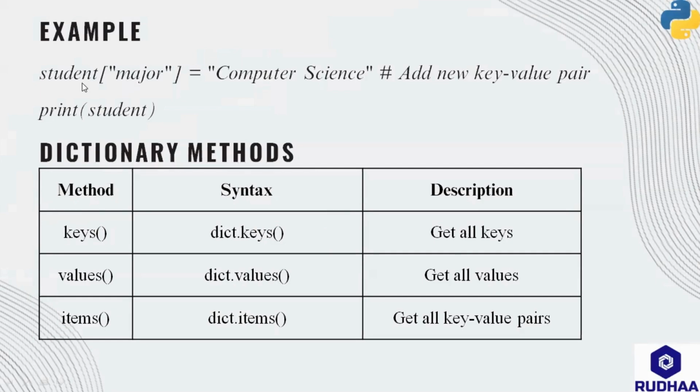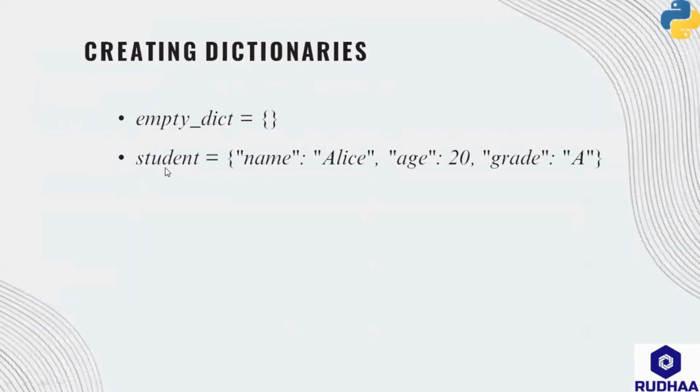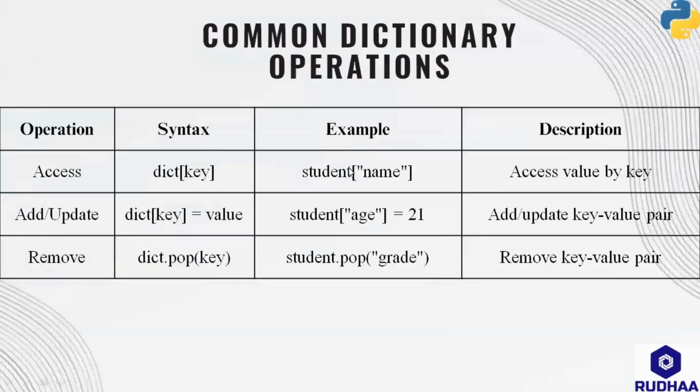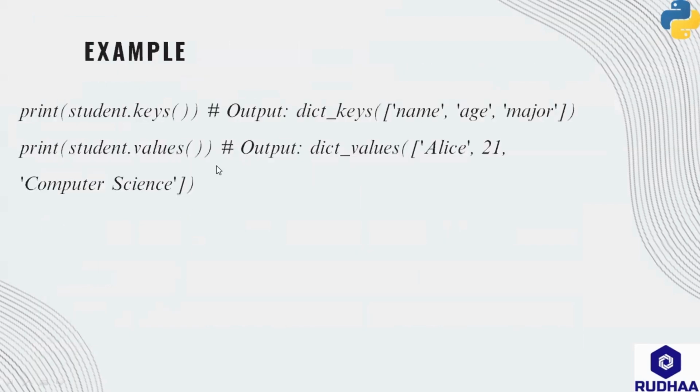So here an example is given, student major equal to computer science. Once you create this dictionary, you can modify it by using this command. You can add any key value pair like this. These are some of the methods used in the dictionary: keys, values, and items. Keys means it will get all the keys, values will get all the values. Items means it will get all the key value pairs. So an example is given, student dot keys. Keys means it will extract only the keys: name, age, and major, also grade. Student dot values means it will extract only the values. So whatever values are given will be extracted.